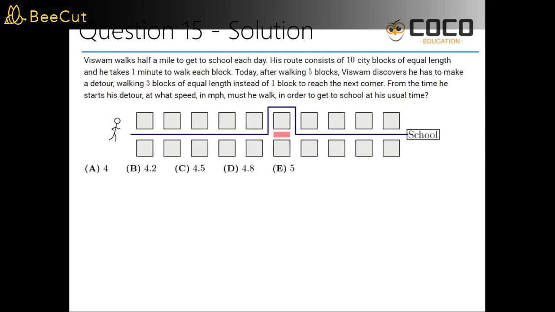Question 15. So first, let's find the distance for one block. So we have 10 blocks in total. And they give us the total distance in the figure. And if you go by the straight line, this is 0.5, half a mile. So 0.5 divided by 10. Each of the blocks is 0.05 mile.